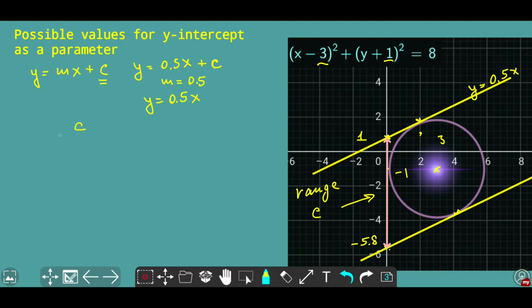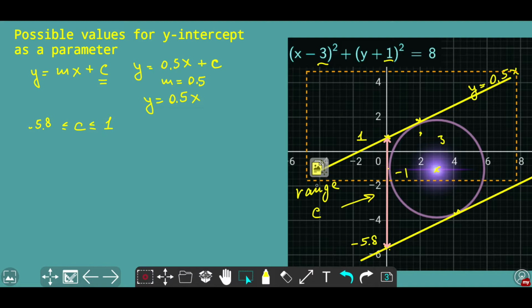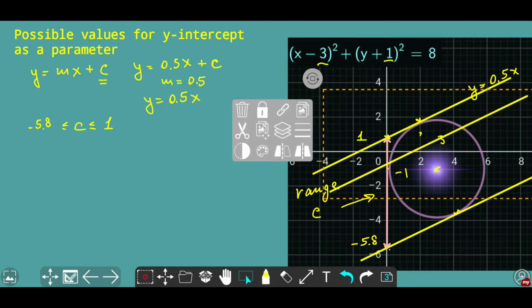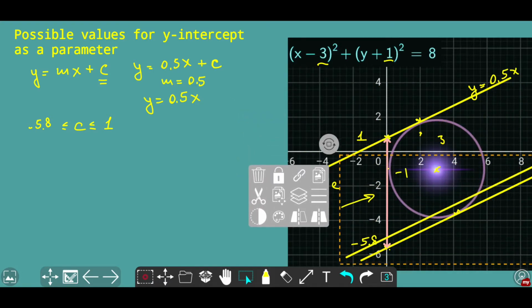So I'm going to say that somewhere, that's my estimation, graphical estimation, from let's say -5.8 up to somewhere 1, we will have one touching point or 2 points of intersection. And indeed, if we just go back here and just copy this line, okay, so somewhere in between we will have definitely 2 touching points, as you can see.